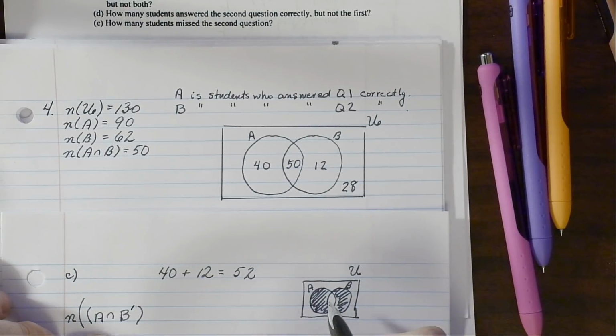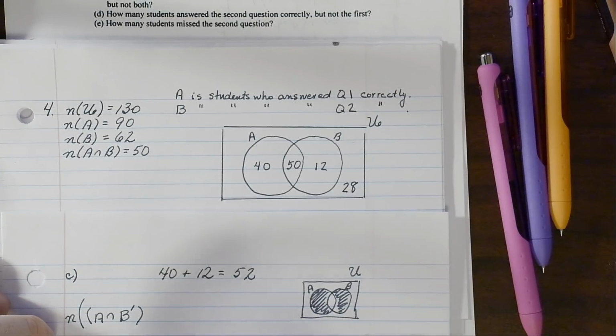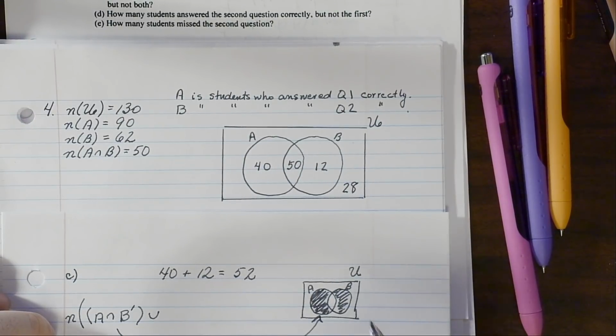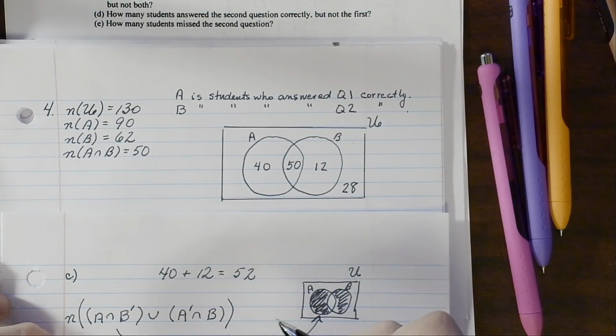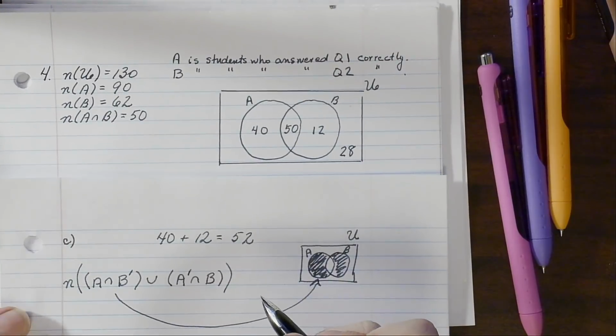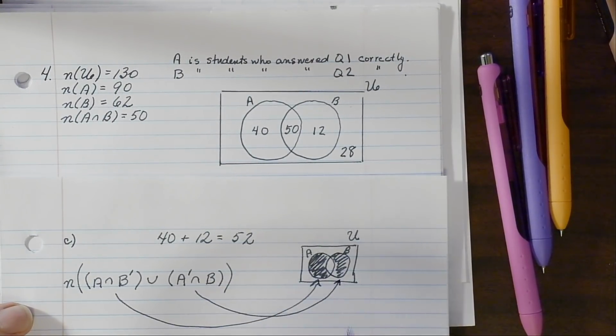So that gives me everything outside of B that intersects with A. So that gives me this region right here. Then the union of that, and then what I want is this section right here, which is everything outside of A, everything outside of A that intersects with B. That's this area right here.